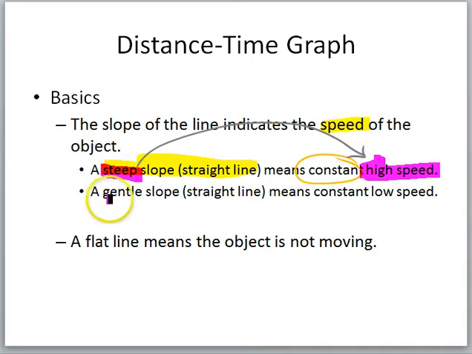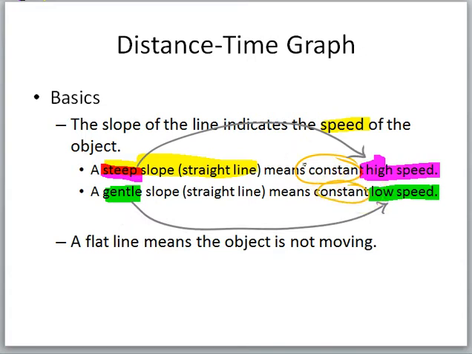Now, if it is a gentle slope, it means it's a low speed. Gentle slope, low speed. Just take note of this. Once again, it is constant. The other basic about your distance time graph is to take note of the flat line. A flat line means that the object is not moving.